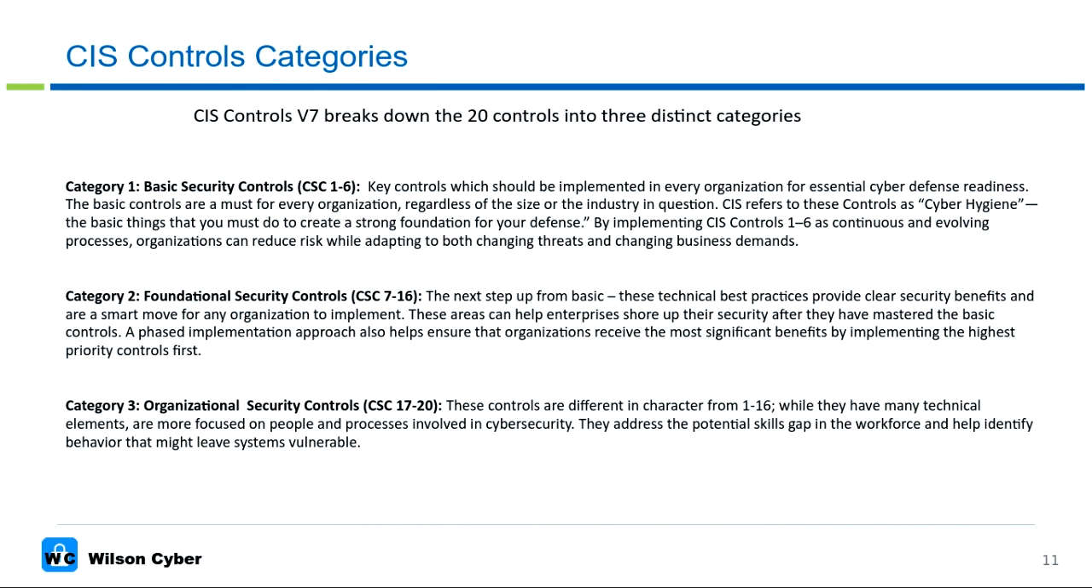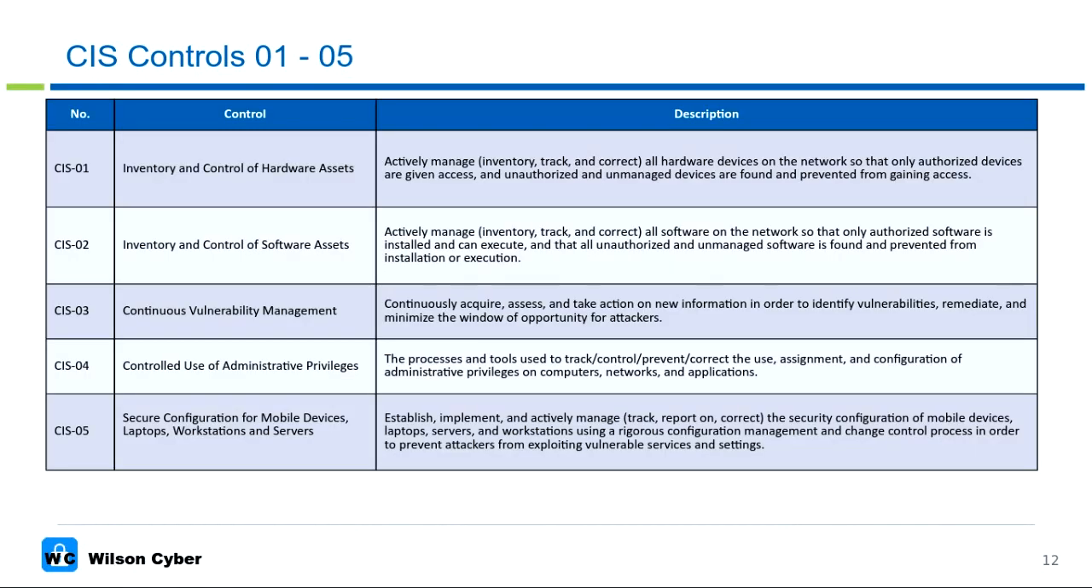These are different in character from 1 through 16. While they have technical elements, they are more focused on people and process involved in cybersecurity. They're less technical. They address the potential skills gaps in the workforce and help identify behavior that might leave systems vulnerable. So let's walk through each of the 20 critical controls.